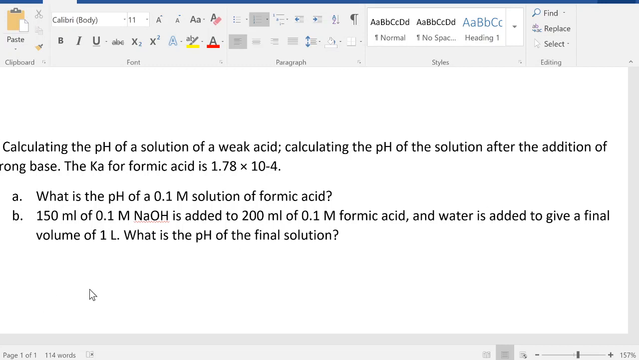For the next part to this problem, this is Chapter 2, Problem 4b. We are given this set of conditions. We have 150 milliliters of 0.1 molar sodium hydroxide solution added to 200 milliliters of 0.1 molar formic acid solution. Water is added to give a final volume of 1 liter. What is the pH of the final solution?